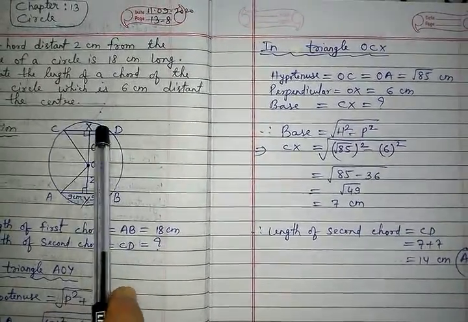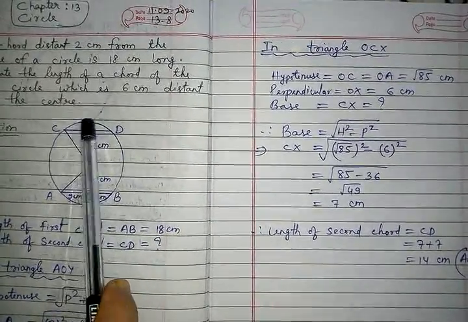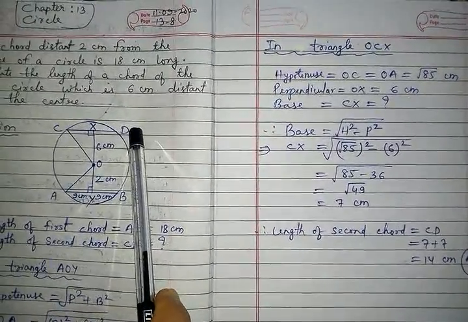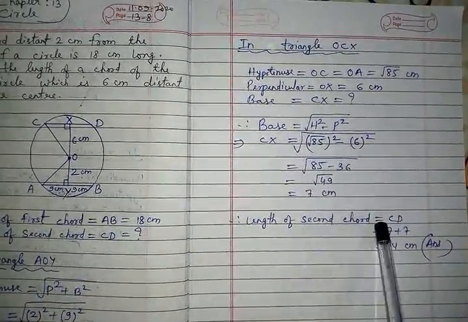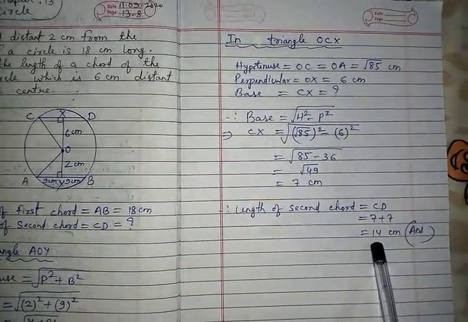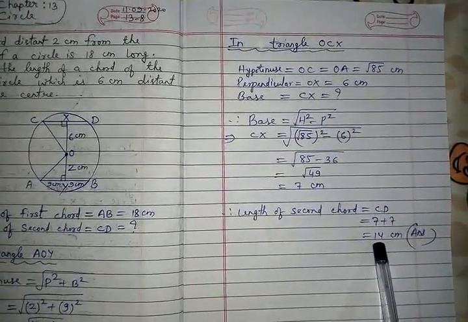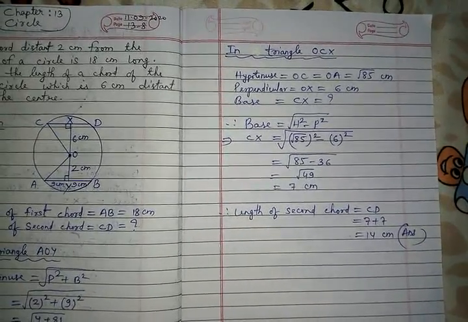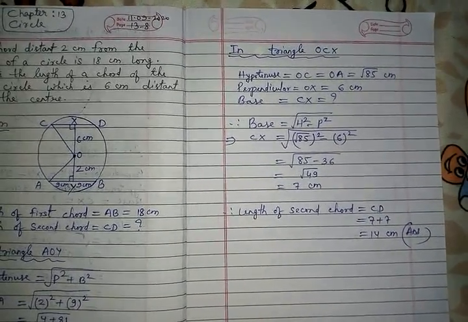So this is 7, then the other part also will be 7. 7 plus 7 will be 14. 14 will be the length of CD, that is the second chord. So the length of the second chord CD will be 7 plus 7 equals 14 centimeter. So very easy and very technical question, children. Please do this question, write in your copy. Thank you, children.